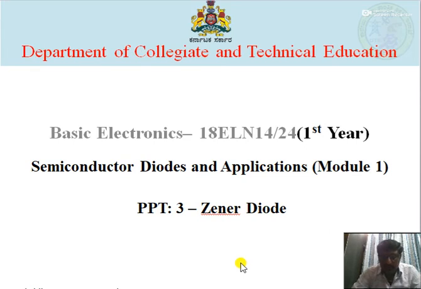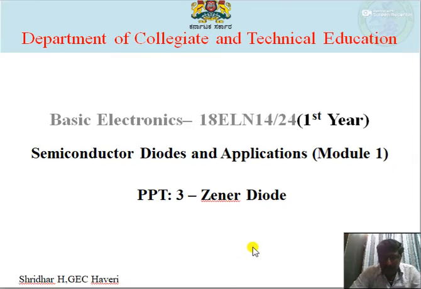As you already know from session 2, that is diode biasing, a diode will always be biased only in the forward direction or in the reverse direction. The diode is active in only one direction, that is forward, and there will be no flow of current in the reverse direction. To overcome this, we are going for the Zener diode.